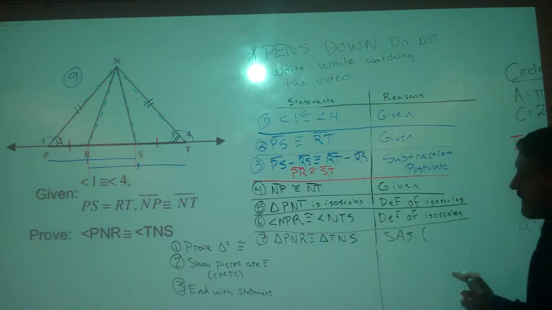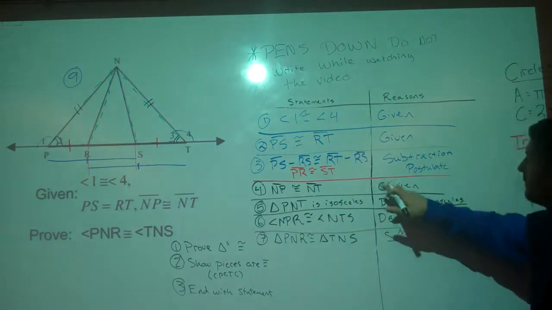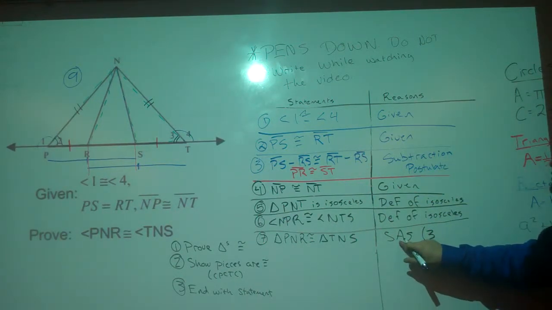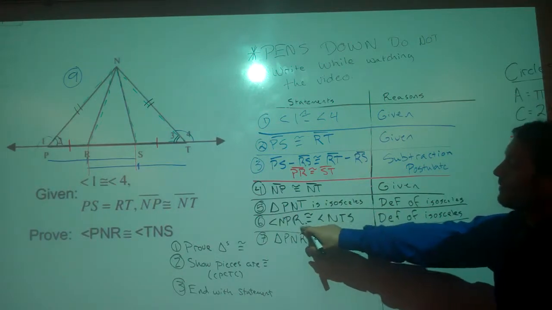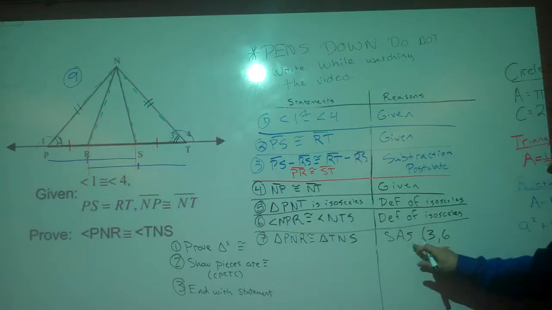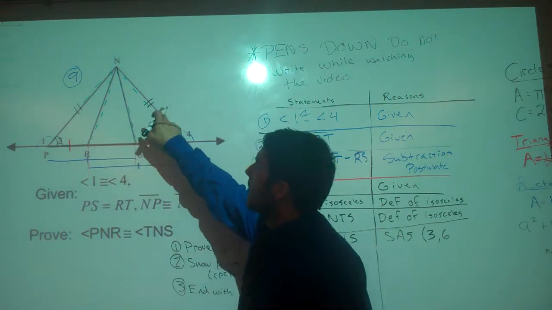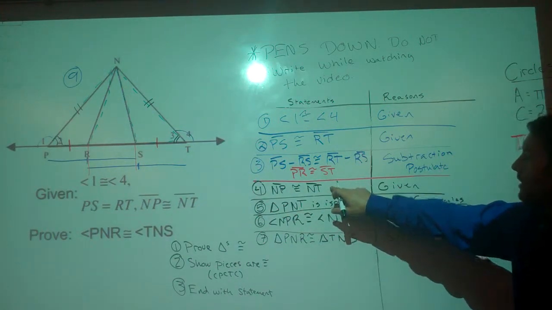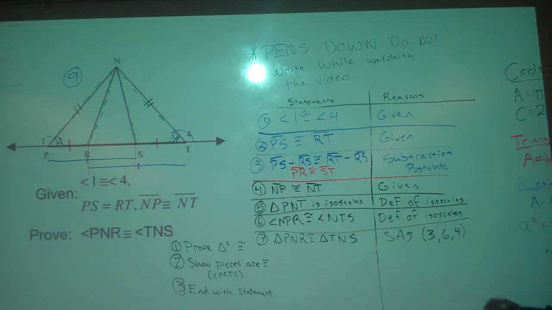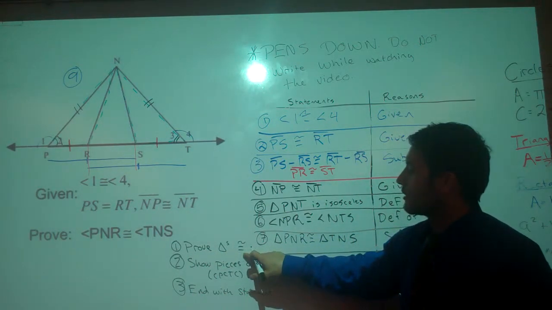The first side that I had was that PR was the same as ST. That is in step 3 of my proof. The angles that are congruent are here in step 6, NPR and NTS. And the other side, PN and TN, are here in step 4. I have all of those steps in my proof. I have just proven that the triangles are congruent.